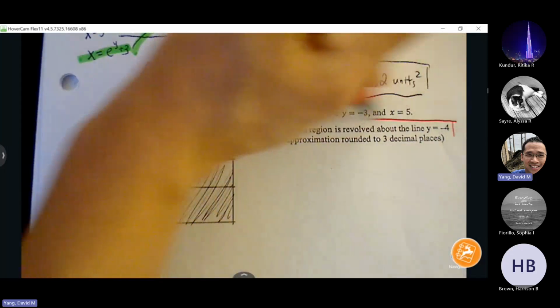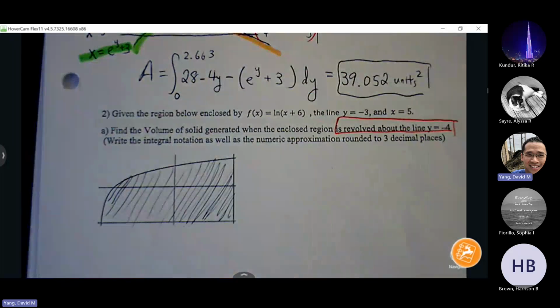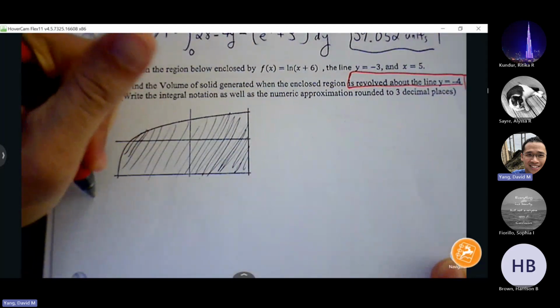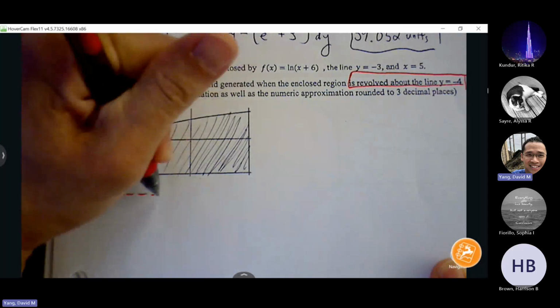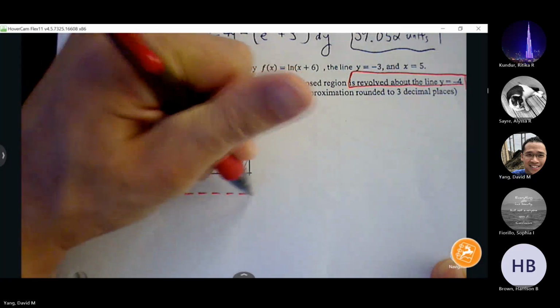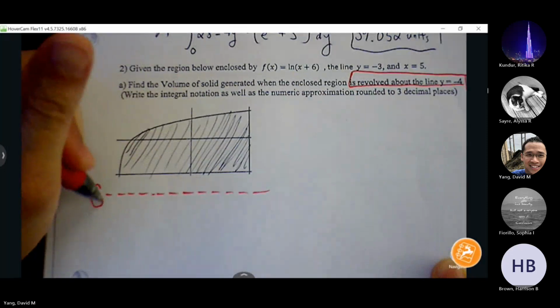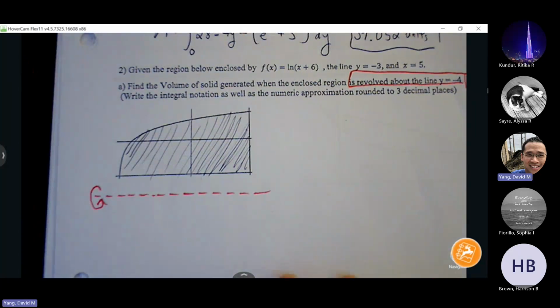Anytime we see the word revolving, we know it's going to be either washer or disk, because that 360-degree rotation is going to cause that circular shape to come out. So it's either disk or washer. But here's y equals -4, clearly below the shaded region. Okay, disk or washer method.